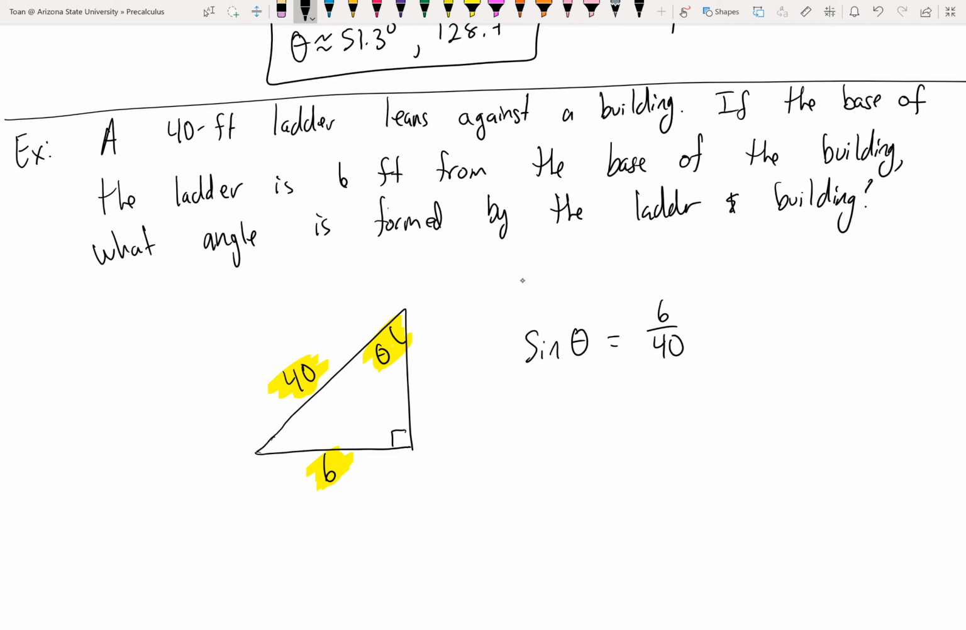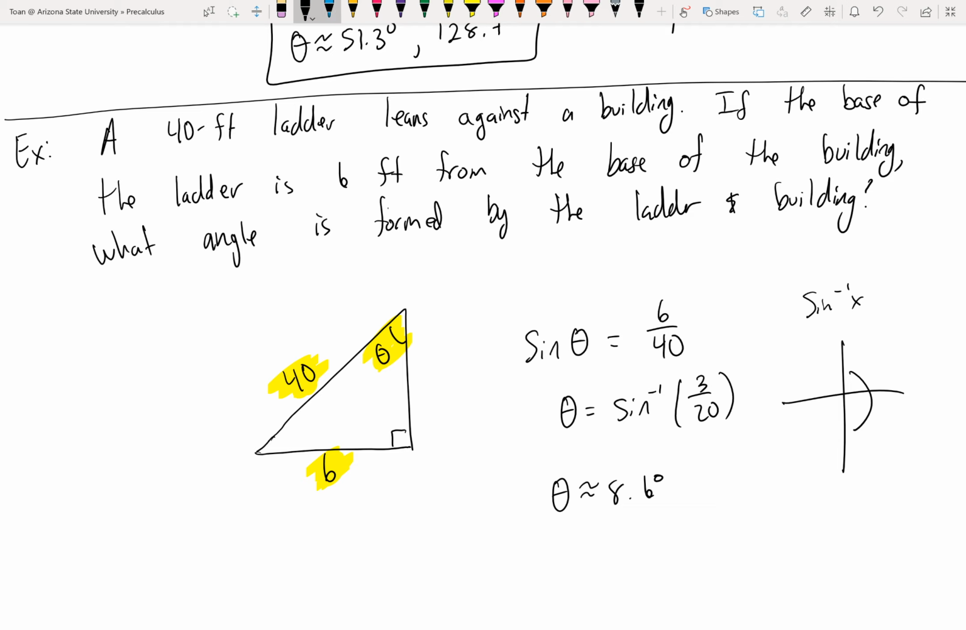And then obviously you just take the inverse trig function. In this case, we're going to take the inverse sine. So I'm going to reduce just because I feel like it. 6 over 40 is 3 over 20. Take out my calculator. Now I know that inverse sine only gives me answers in the first and fourth quadrant. And typing this into my calculator, I get about 8.6 degrees. Now, my answer is 8.6 degrees here.